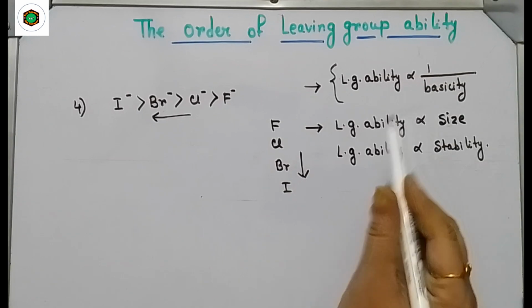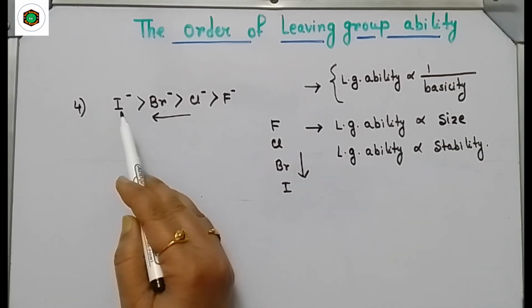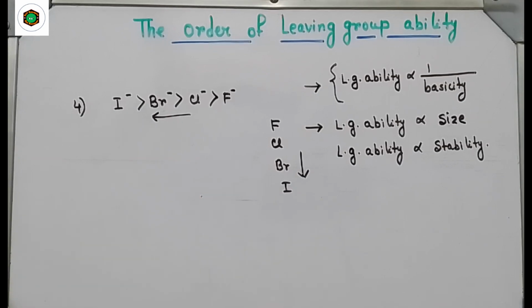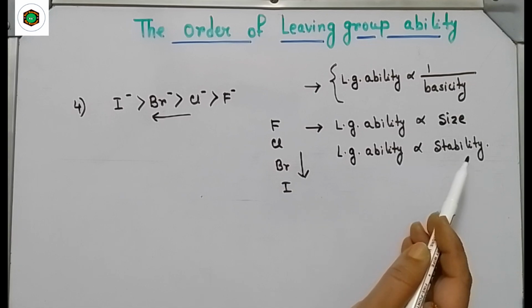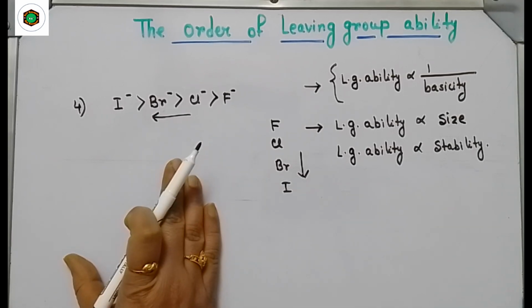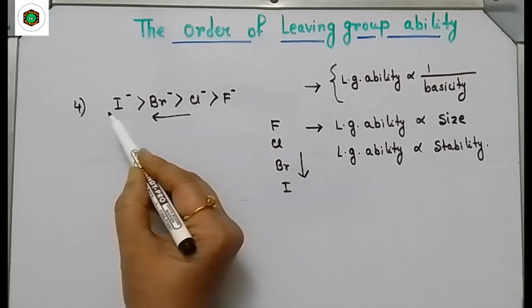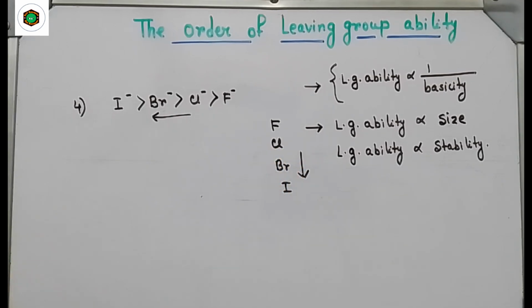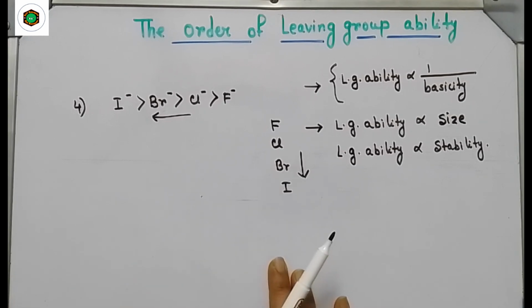Therefore, we have seen leaving group ability is proportional to size. Since size is increasing, leaving group ability is increasing. Or you can say leaving group ability is directly proportional to stability. Another thing you can say: the more polarizable a group, the better its leaving group property. Since polarizability is also increasing in this direction, leaving group ability is also increasing. By any way you can give the answer.